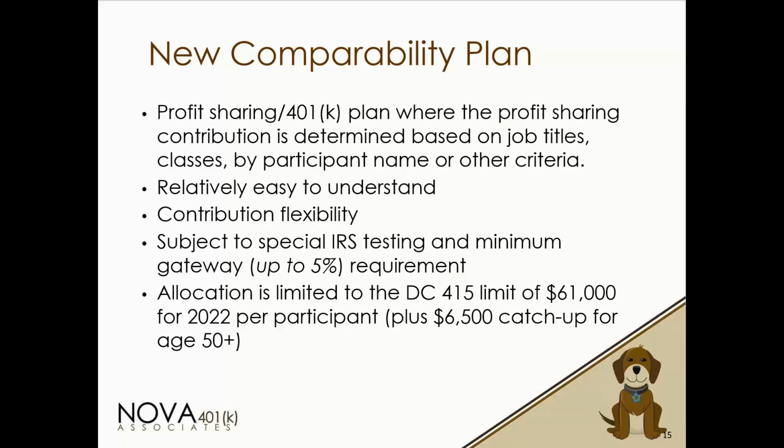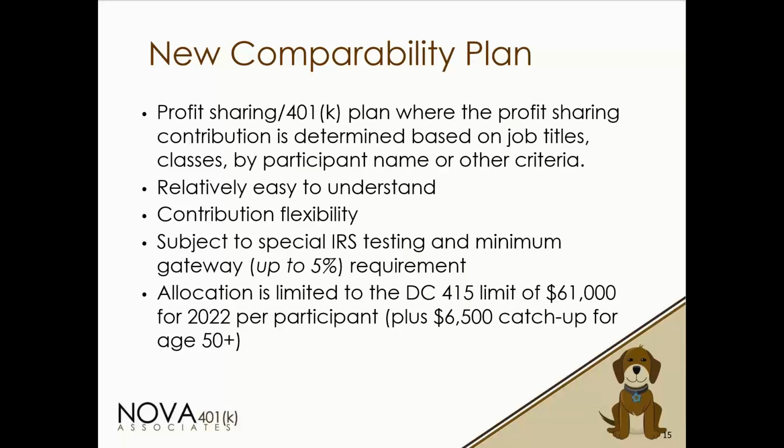typically the way we write our plans for new comparability is we put every participant in their own group. And that gives the plan sponsor the most flexibility. So if you have 10 people, you have 10 different groups, and you can give every group a different allocation, a different profit sharing.